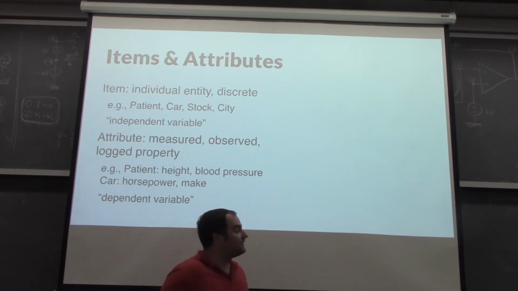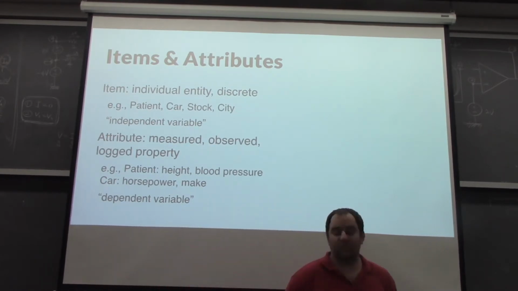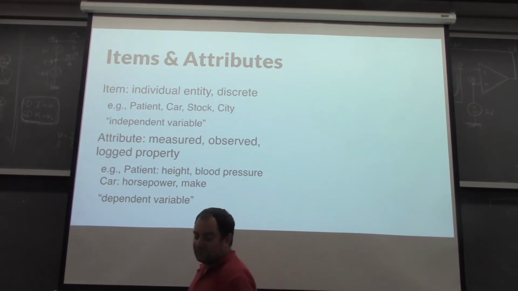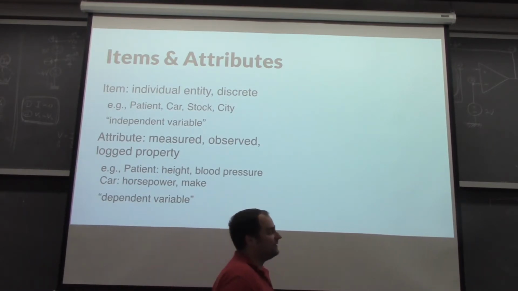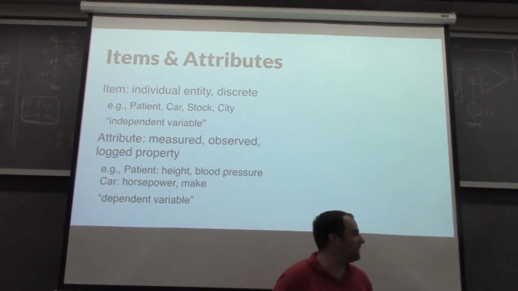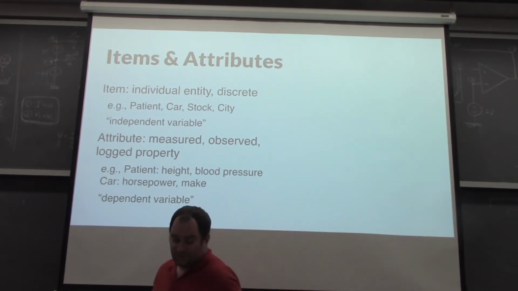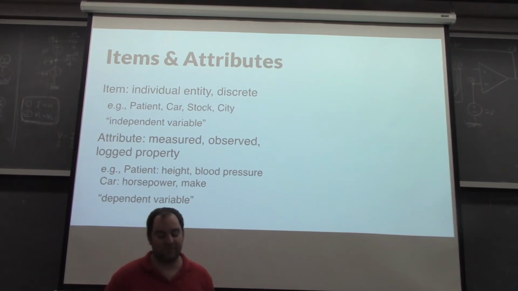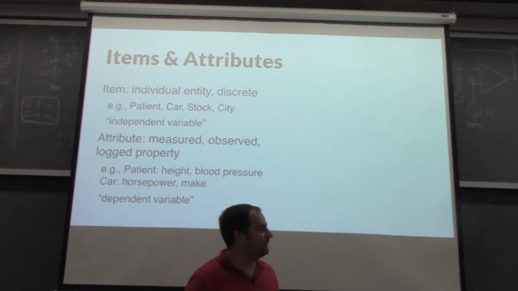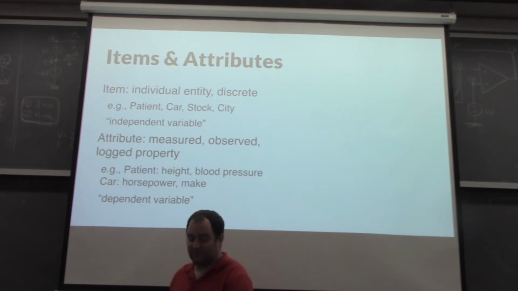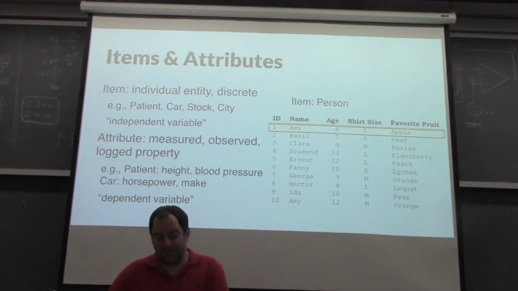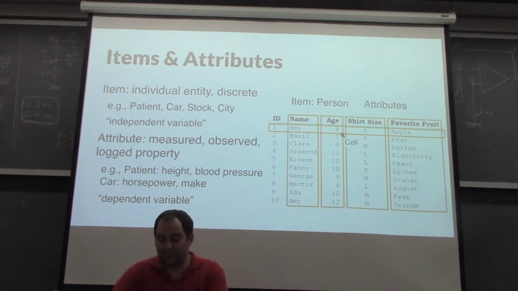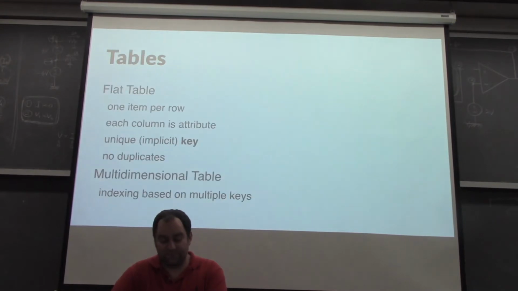Then we distinguish between items and attributes, where items are these individual discrete entities such as patients, cars, stocks, cities, which are called independent variables, and attributes would be these measured, observed, or logged properties such as the height of the patient, the blood pressure of the patient, or the horsepower of a car, or the make of a car, which are commonly called the dependent variables. So here the people would be the items, and then we would have the attributes. These observed elements would be name, age, shirt size, and favorite fruit.